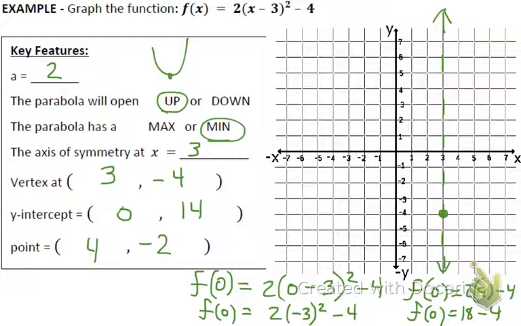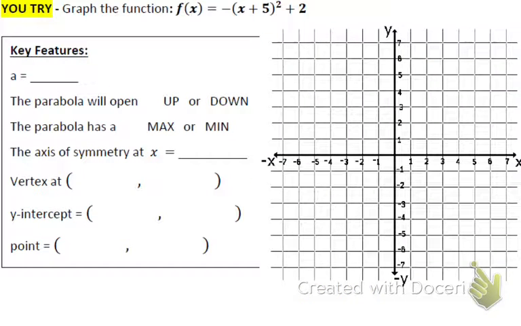We'll plot that point, 4, negative 2. It's 1 unit away from the axis of symmetry to the right of that, and it has a y value of negative 2. So if we reflect that, we will have a point at 2, negative 2 as well. We'll go ahead and connect those and draw our arrows. Vertex form is especially nice at finding the vertex. A little bit harder to find the y-intercept than standard form is. It emphasizes the vertex.